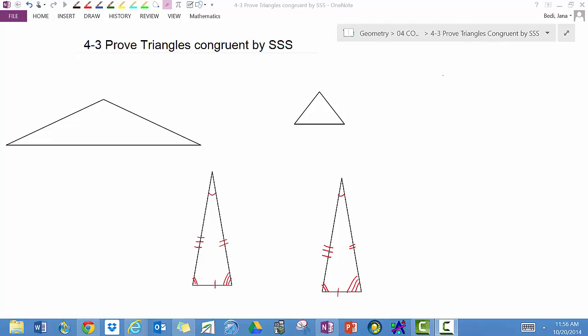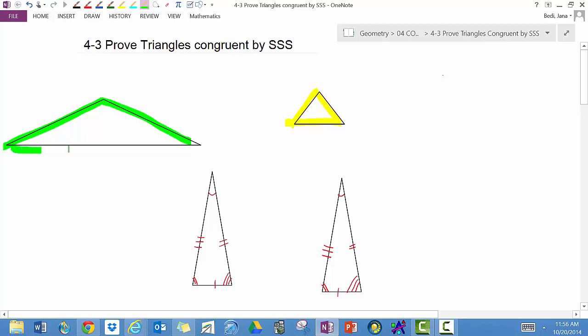In this section, you will prove triangles congruent by SSS. So first of all, let's try and understand what the word congruent means. If you look at the first set of triangles, this one on the right here is much smaller than this one on the left. So if they are not the same shape, they're not the same size, and the corresponding angles are not congruent, then the two triangles are not congruent.